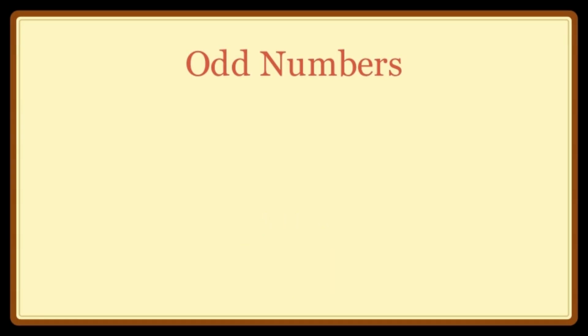On the other hand, we have the rebels. The odd numbers are the misfits of the number world. They refuse to conform to the even number rule and simply will not be divided by 2 without causing trouble. When you try to split an odd number into 2 equal parts, one side will always end up with an extra piece. They are the rule breakers, the ones who refuse to be evenly shared, always leaving a remainder of 1 when divided by 2.